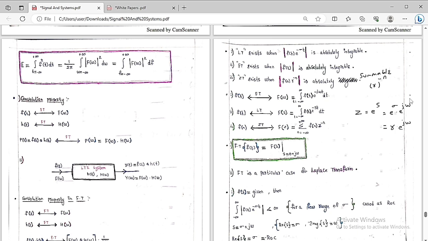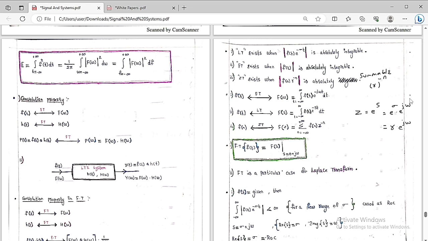So finally, I can say that when f of t into e to the power of minus sigma t is absolutely integrable, then the Laplace transform is going to exist. And when f of t is absolutely integrable, then the Fourier transform is going to exist. And when f of n into r to the power of minus n is absolutely summable, then the Z transform is going to exist. So these things always you have to keep in your mind.